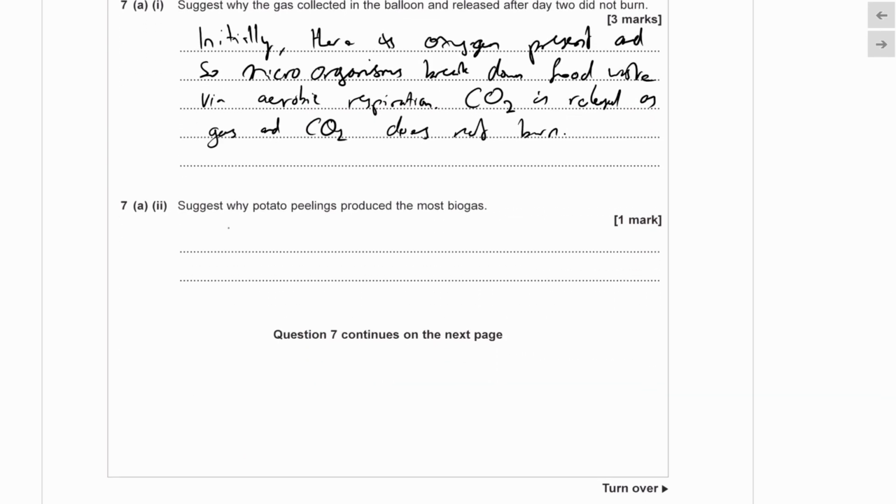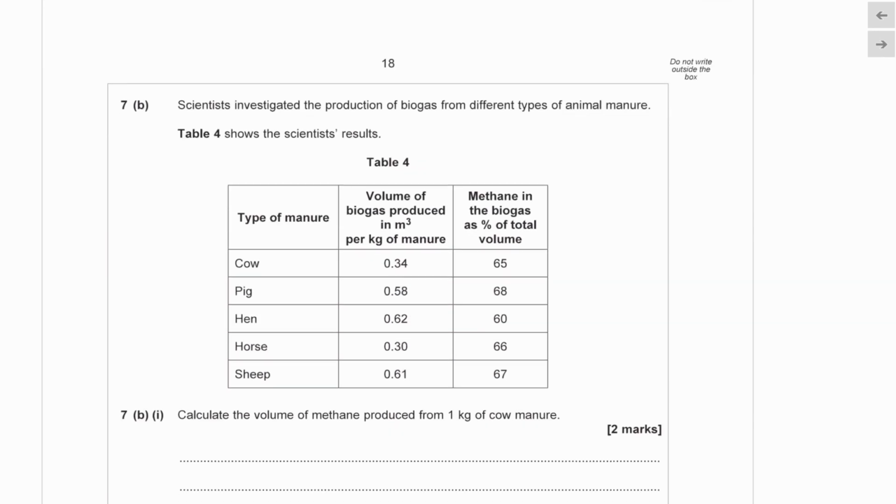Alright, now it says suggest why potato peelings produce the most biogas. Well, if they produce the most biogas, then that suggests that they have the most fuel in them, and the fuel inside all these foods is carbohydrates. So I'm going to say that the potato peelings have the highest carbohydrate content. Alright, and that means that there's more fuel to be burned, and so you're going to get the most gas. Alright, so let's have a look at the next part.